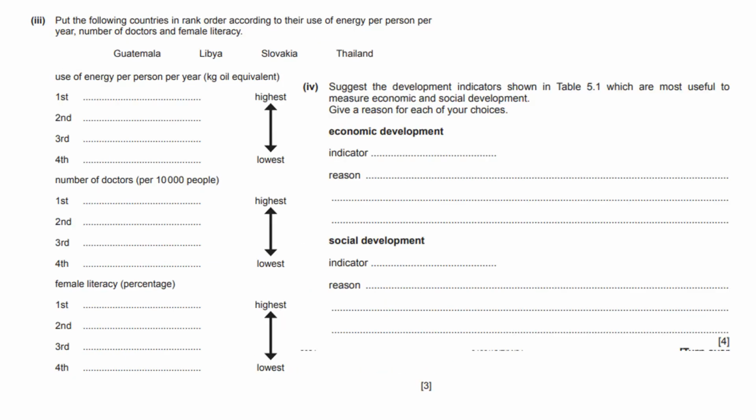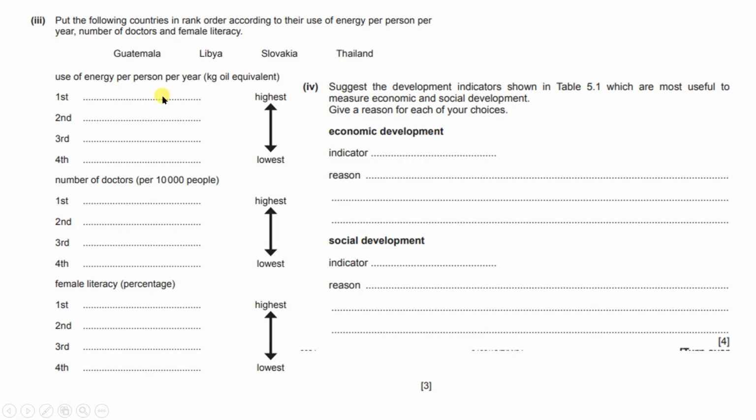Next, we have this rank order question. They said, put the following countries in rank order according to their use of energy per person, per year, the number of doctors, and female literacy. So we have these 4 countries here. Now, use of energy per person per year, from the highest to the lowest. So you have to go back to the table. So you use the table to rank these countries. So let's see, these countries are Libya, Slovakia, Thailand.